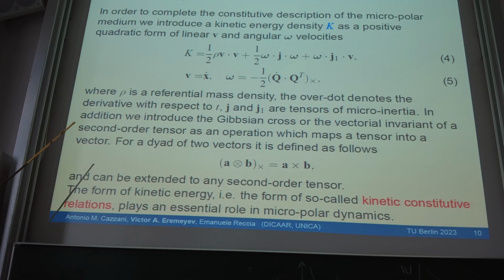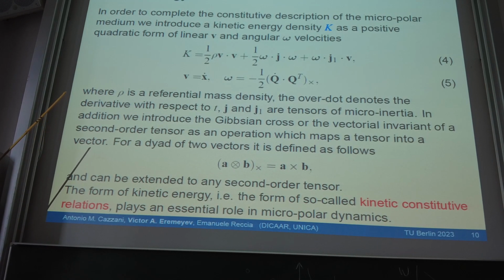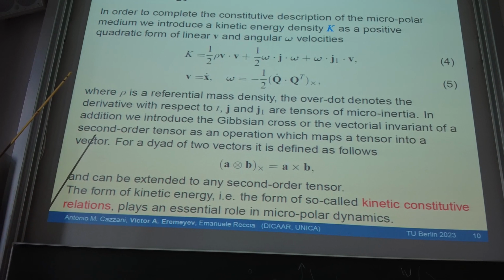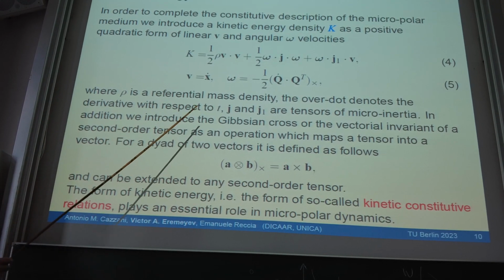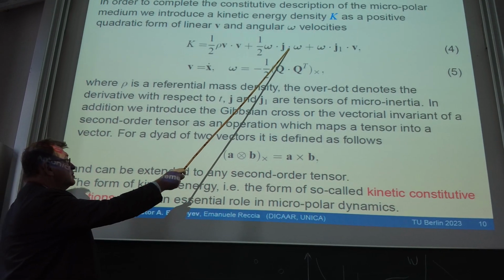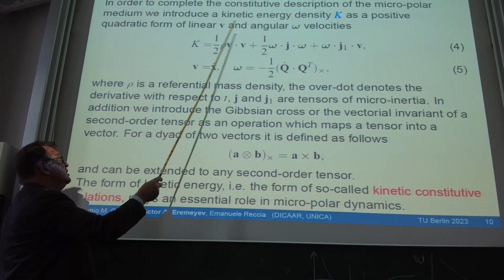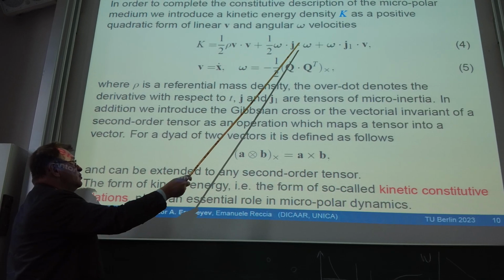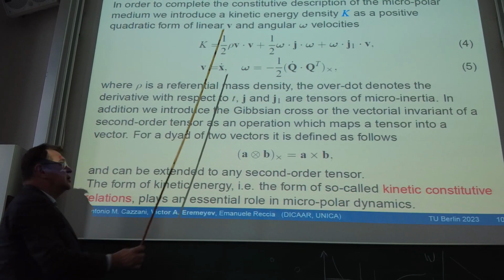Now the idea of, let's say, the nearest future is to try to understand how we can derive the previous strain energy and this kinetic energy for an effective Cosserat medium for our elastic network.